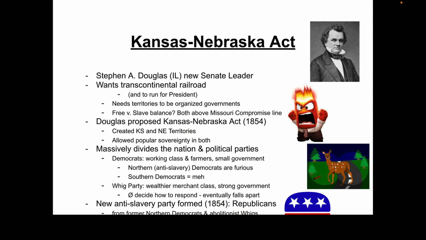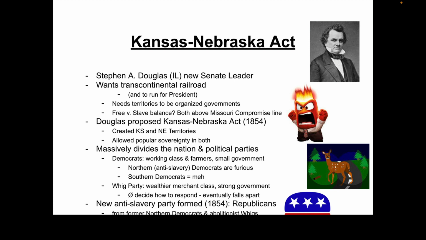And it is formed by those northern anti-slavery Democrats who left the Democratic Party and the part of the Whig Party that were abolitionists, that didn't want slavery. It basically formed purely as an anti-slavery party in response to this Kansas-Nebraska Act. So the first thing this does is it fundamentally breaks American politics.